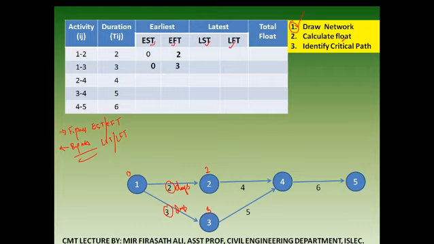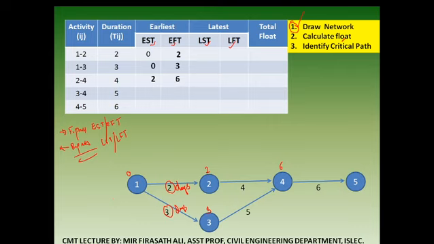Now look at activity 2 to 4. The earliest start time of activity 2 is how much? 2 days. Earliest finish time is 2 plus 4, 6 days. Now look at the table: earliest start time is 2, earliest finish time is 6.